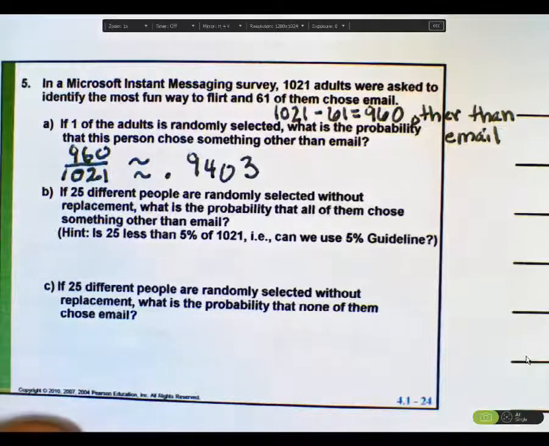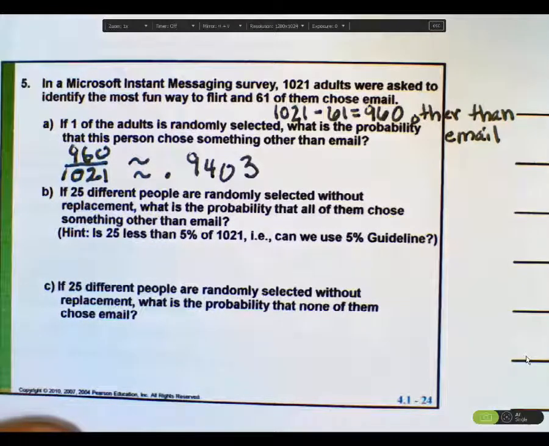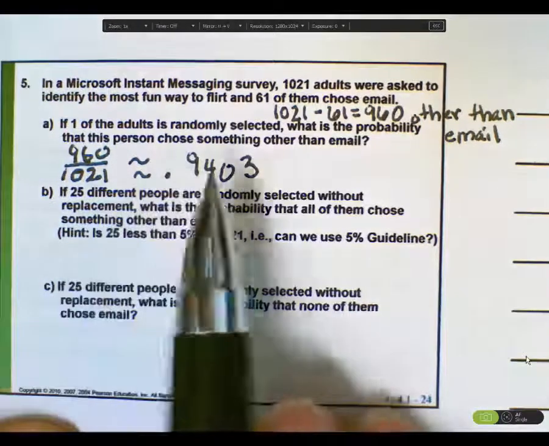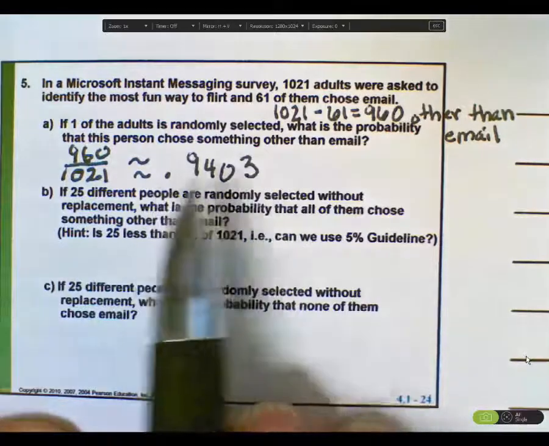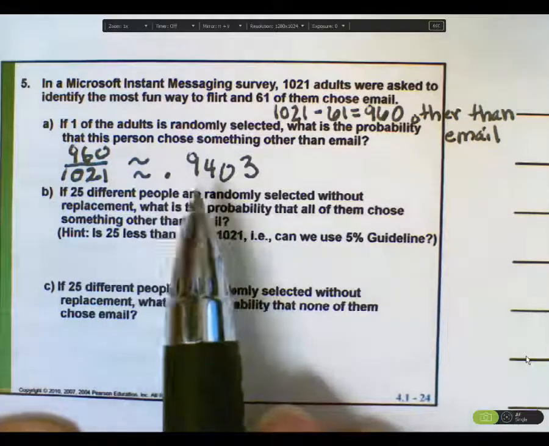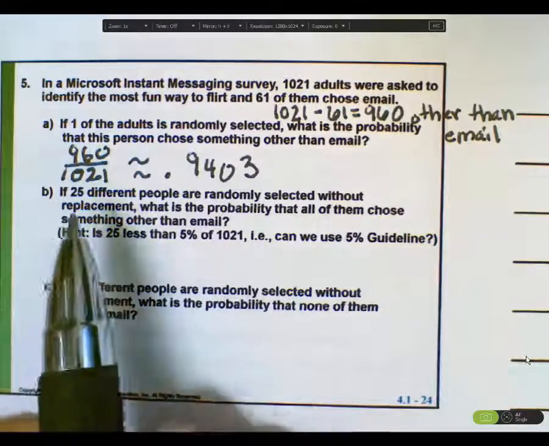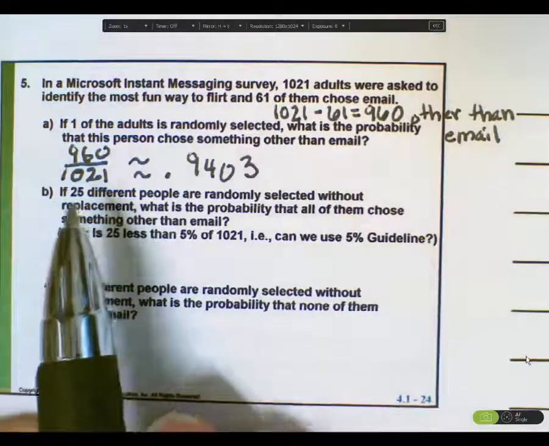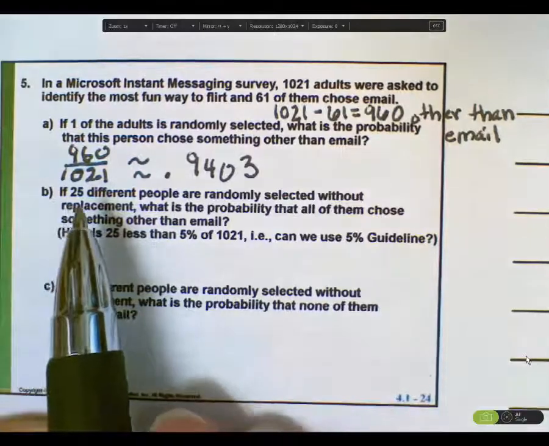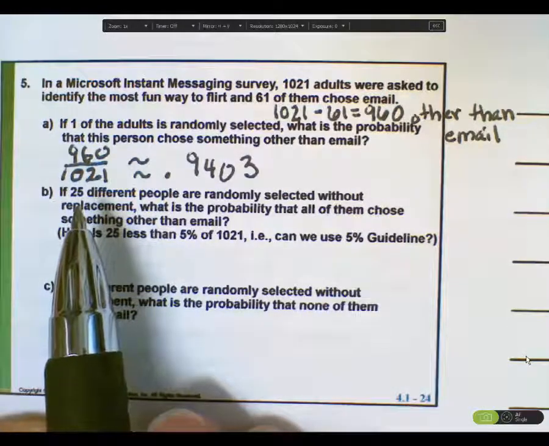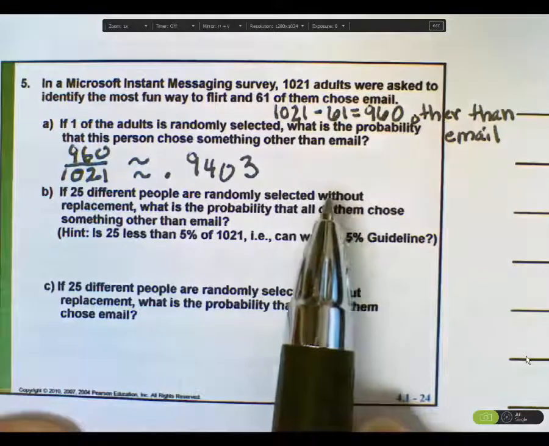The B part is asking if 25 different people are randomly selected without replacement, what's the probability that all of them chose something other than email? Well, the probability that just one person chose something other than email is about 0.94. About 94% chose something other than email. But if we draw out 25 people, we want to know the probability that all of them chose something other than email. It says without replacement.